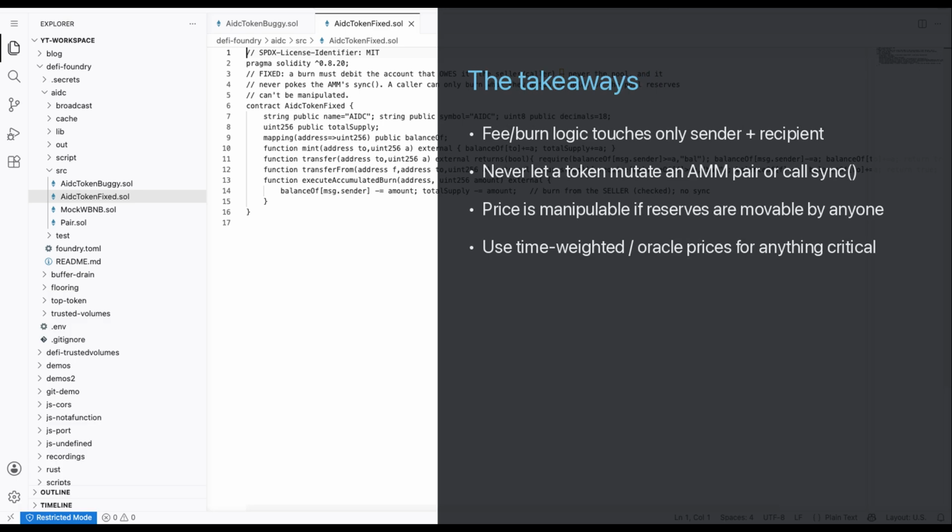The takeaways. Fee and burn logic should only ever touch the sender and the recipient of a transfer. Never a third party like the pool, never let a token reach into an AMM pair or call its sync. Remember that any price is only as trustworthy as how hard the reserves are to move. If anyone can shift them, the price is a lie. For anything that depends on price, use a time-weighted average or a real oracle, not a single pool's instant reserves.